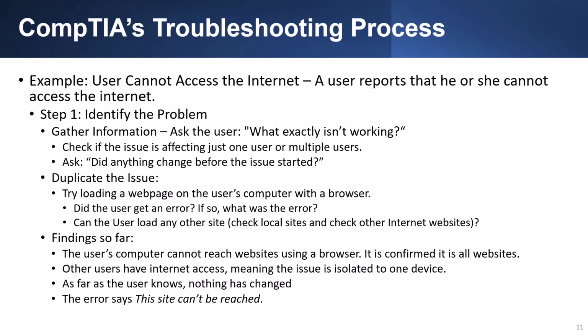Duplicate the issue. Try loading a web page on the user's computer with a browser. Did the user get an error? If so, what was the error? Can the user load any other site? Check local sites and check other internet websites. Findings so far: the user's computer cannot reach websites using a browser. It is confirmed it is all websites. Other users have internet access, meaning the issue is isolated to one device. As far as the user knows, nothing has changed. The error says the site can't be reached.